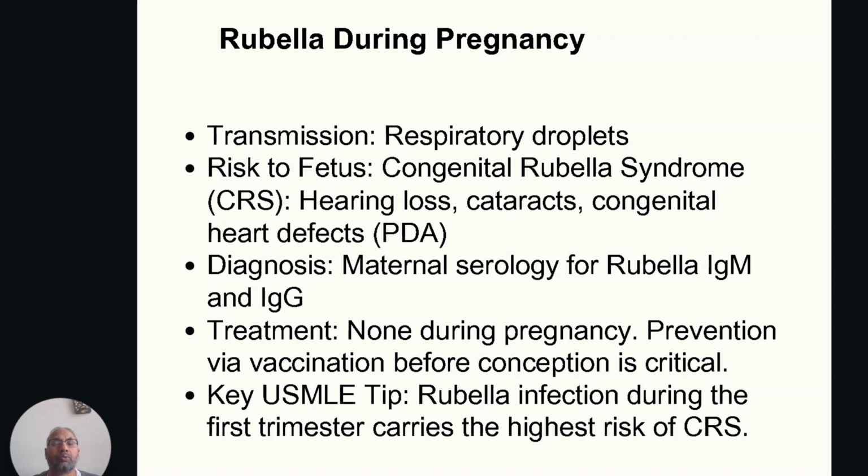Okay, so the key USMLE tip here is clinical rubella, congenital rubella syndrome, which is CRS, and we have to know the features of this syndrome, which are hearing loss, cataracts, and congenital heart defects.